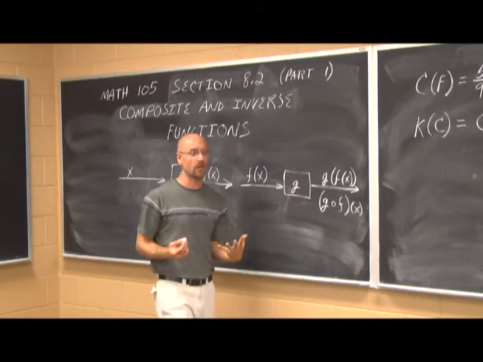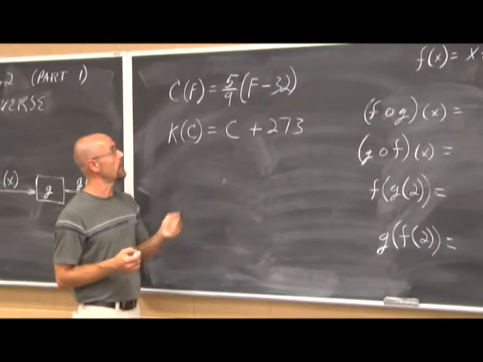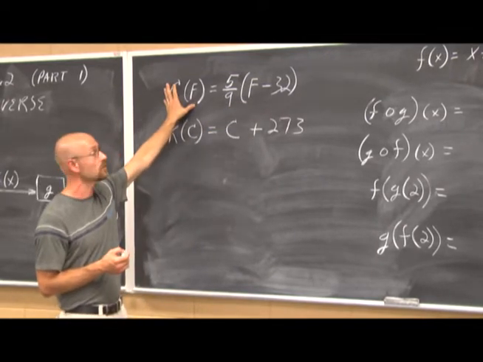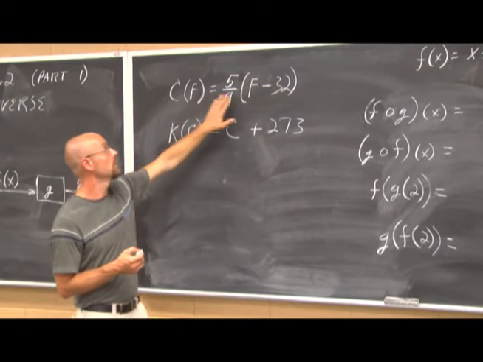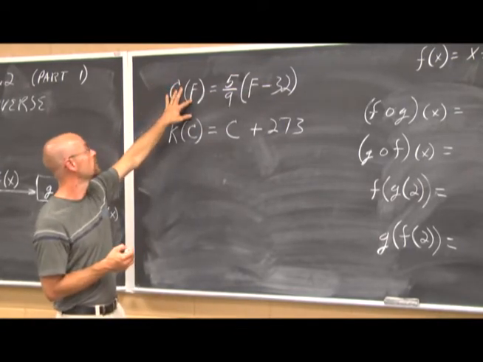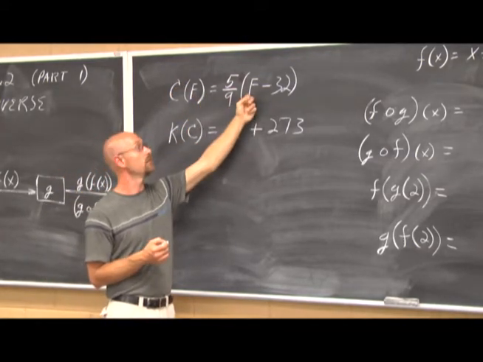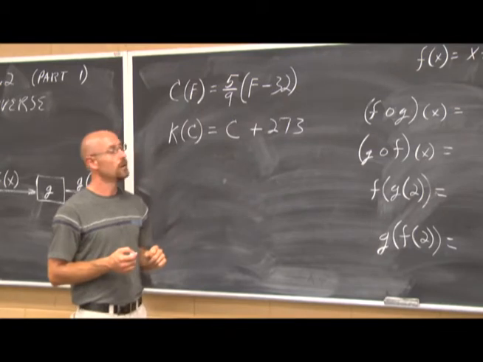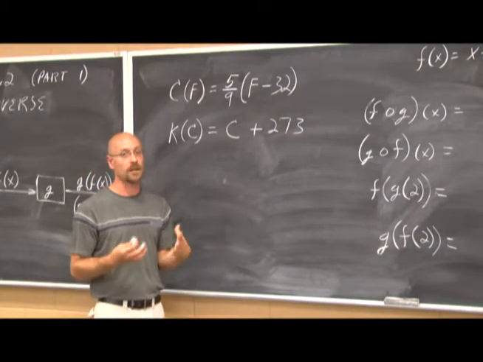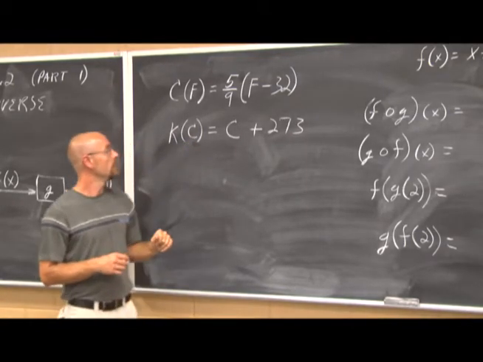Let's see where we actually have an application. Let's say we're working with temperatures, and I have a temperature in Fahrenheit, and I know how to convert it to Celsius. So this would be my function to convert Fahrenheit to Celsius. Celsius is a function of Fahrenheit. So C of f equals 5/9 times quantity Fahrenheit minus 32. But my end goal is to find out what the temperature is in Kelvin. Kelvin is another temperature scale. It's an absolute temperature scale.